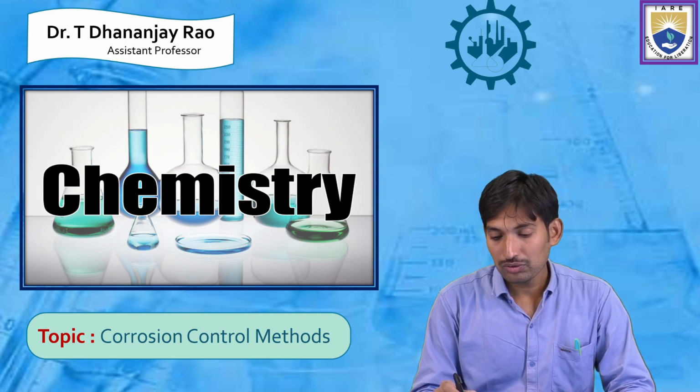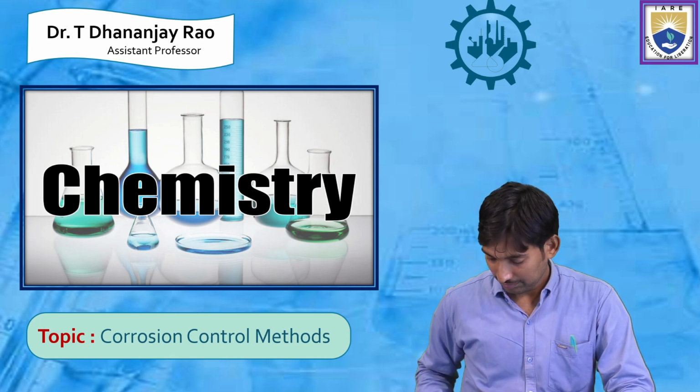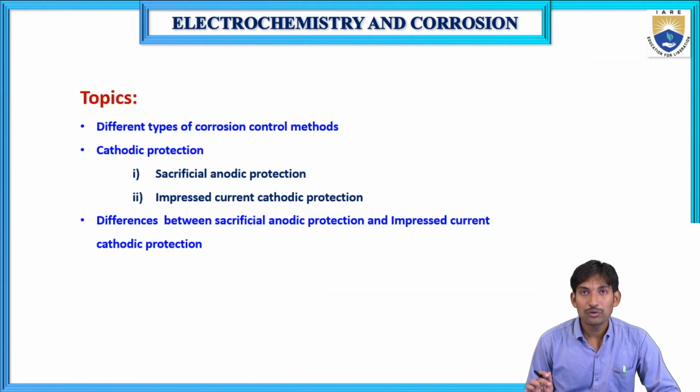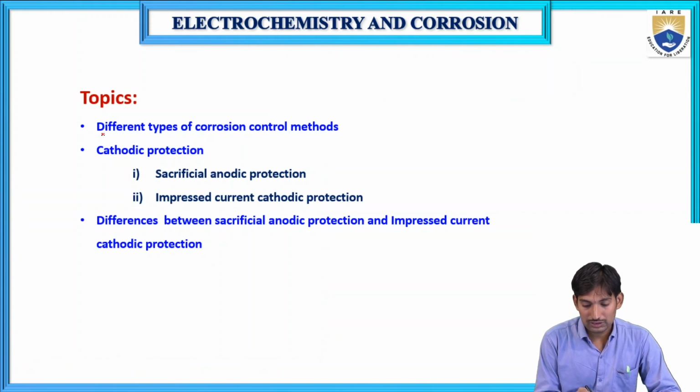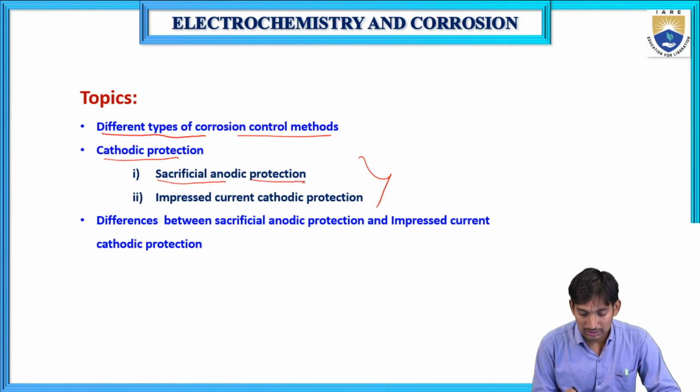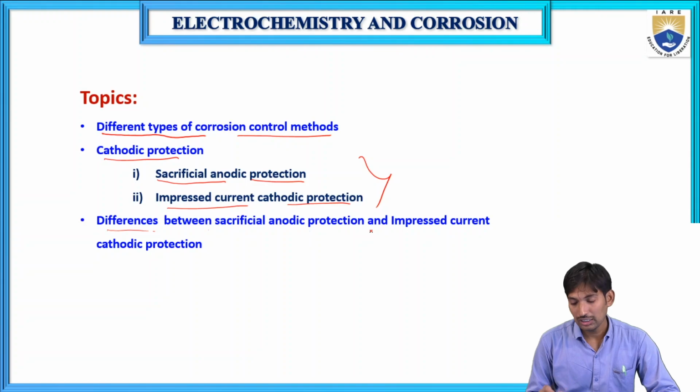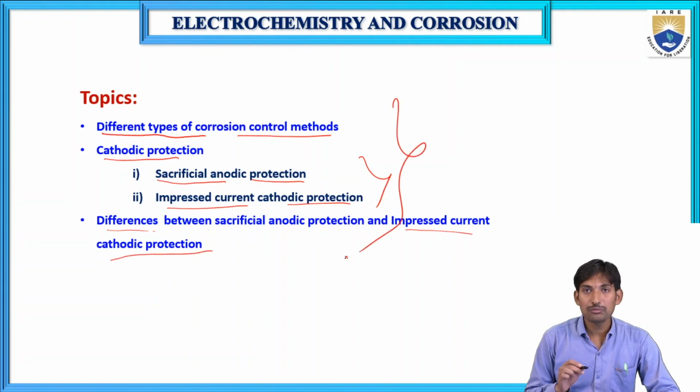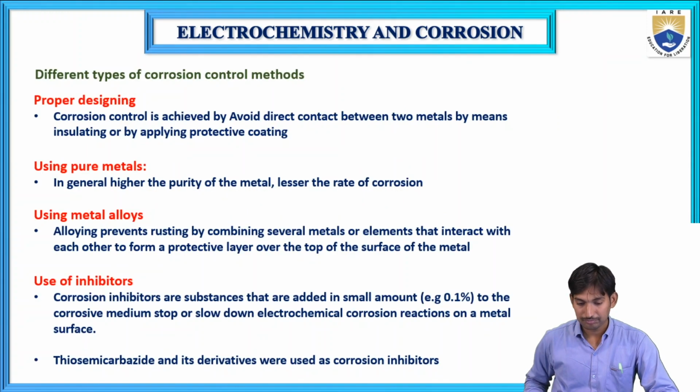Today I am going to discuss corrosion control methods. In this session I am going to cover these topics. First is different types of corrosion control methods and cathodic protection. What is cathodic protection? There are two types: first, sacrificial anodic protection; second, impressed current cathodic protection. And last, the differences between sacrificial anodic protection and impressed current cathodic protection. All these topics I am going to cover in this session.